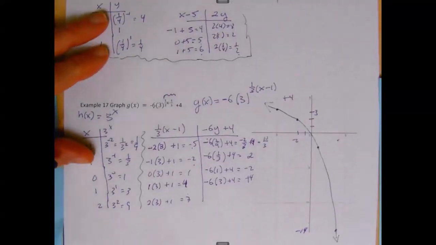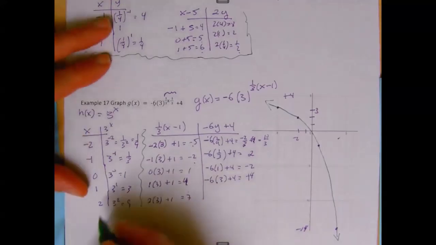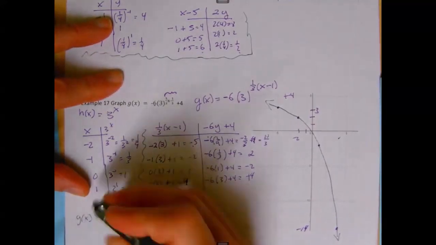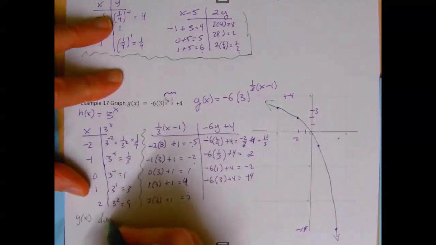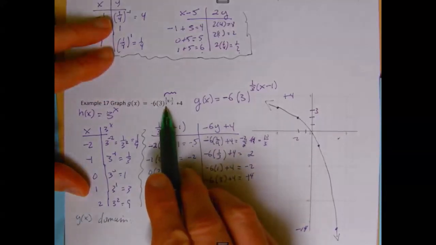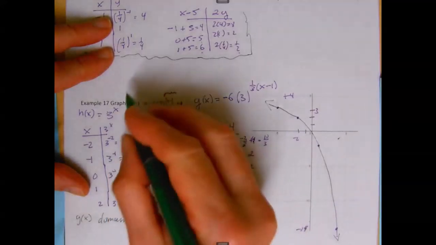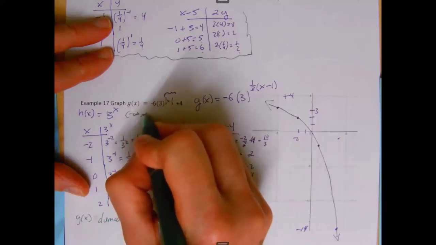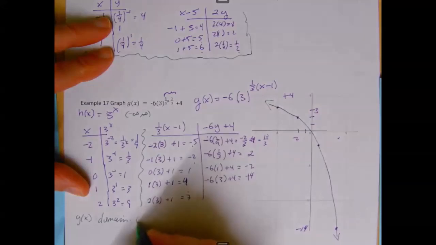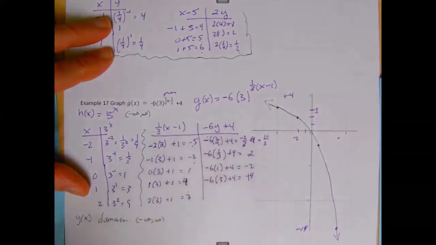Great. So now let's just talk a little bit about the domain. So how has the domain of this changed? Domain, g of x domain. Well, the parent one is all real numbers. So what have I done? Well, I have stretched, I have shifted, but this one has a domain of negative infinity to infinity. So shifting or stretching doesn't change that. So the domain of this continues to be all real numbers, negative infinity to infinity.